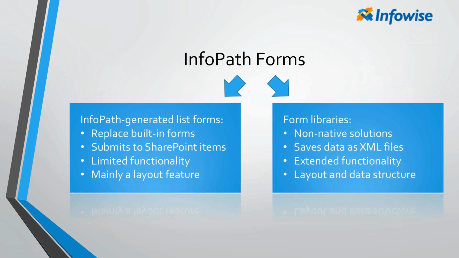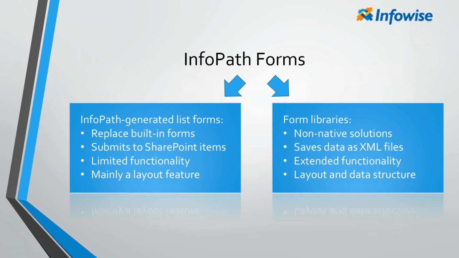Now, the second option would be using forms libraries, which are a special type of document libraries where you can store the XML content file of what InfoPath will produce. So basically, all the values of the fields that you fill in will be stored in a special XML format. This is not a native solution for SharePoint. It does not become a SharePoint item. It's more like, again, a document library. It offers more extended functionality, and we will cover that during our session today, and it gives you more control over the layout and the data structure.